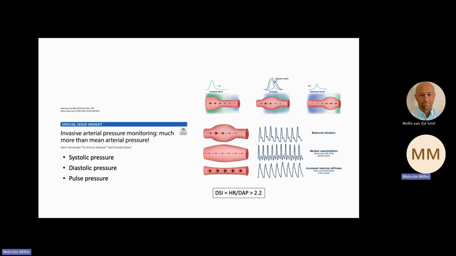So look at those pressures more critically, and I think this special issue highlighted that there's a concept called the diastolic shock index, which can be used to guide you as to when to initiate vasopressors, a bit like the systolic shock index that we used to use to determine the degree of hypovolemic shock.